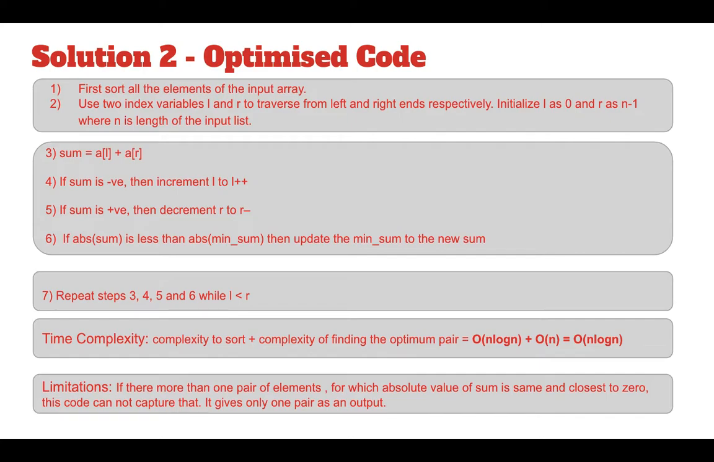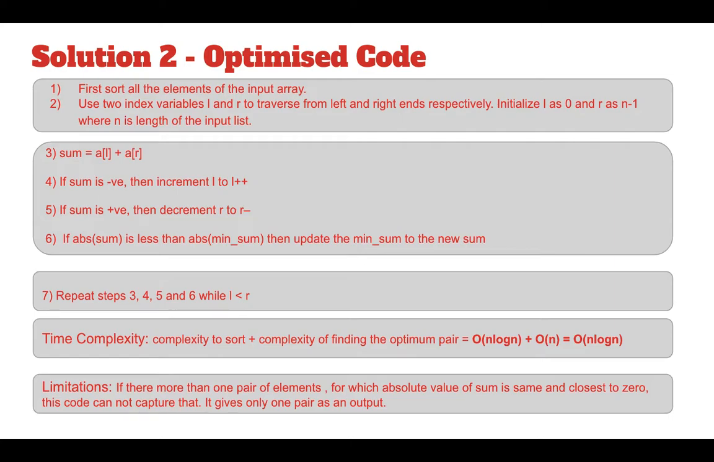So we'll initialize the left index to 0 and the right index to n minus 1, where n is defined as the length of the input list. So at any point, sum is defined as the sum of values at index L and R. As we traverse through the list from the left and the right hand side, if the sum of the values at index L and R is negative, then we increment the left index to L plus 1. If the sum is positive, then we decrement the right index to R minus 1.